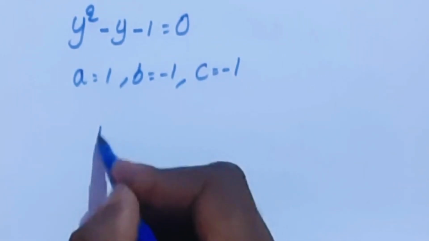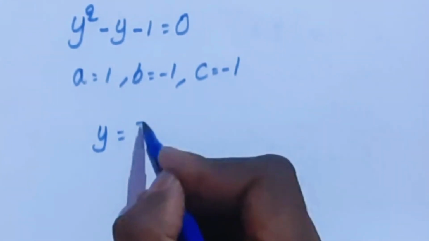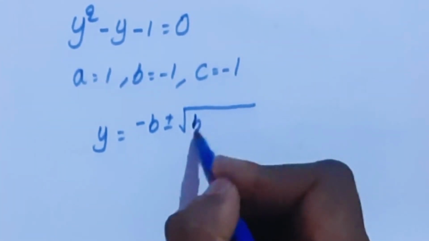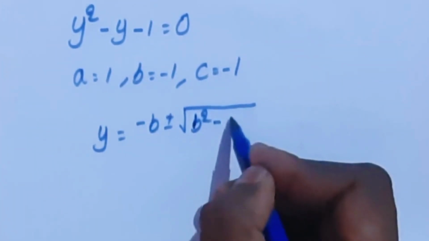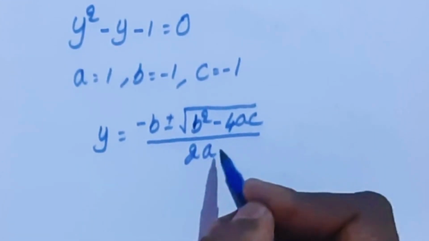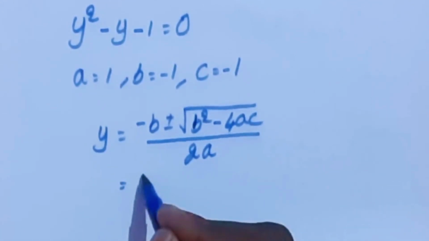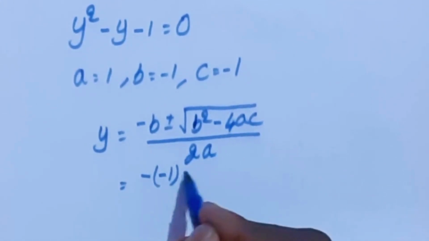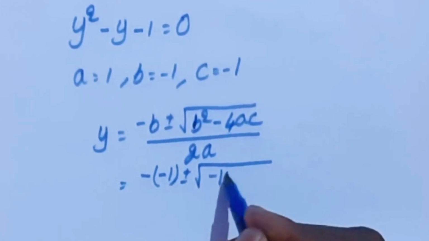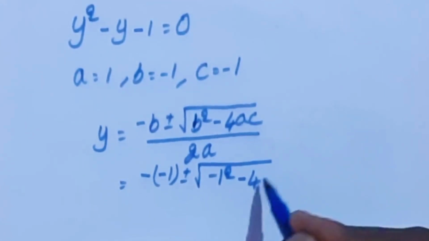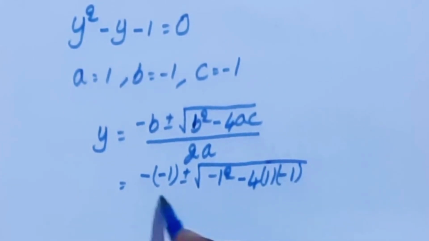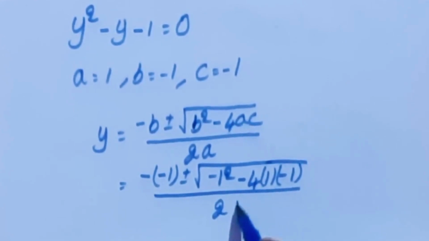Here y equal to minus b plus or minus square root of b squared minus 4ac, by 2a. Now here, minus of minus 1 plus or minus square root of (minus 1) squared minus 4 times 1 times minus 1, by 2 times 1.